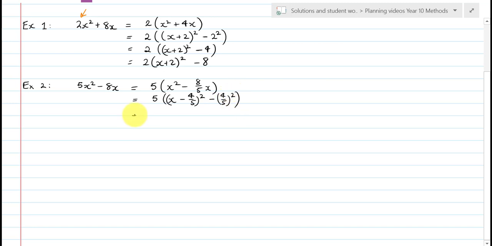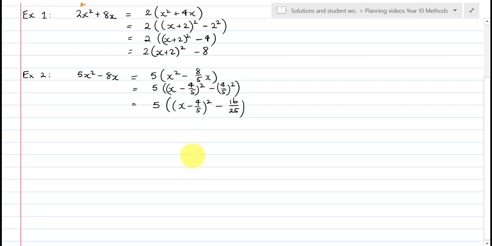Now it's looking a little bit complex, so I'm going to try and deal with some of these fractions. I've got 5. I can't deal with the first one. x minus 4 over 5 has to remain squared. But the second one looks like this, 16 over 25. And I'm going to leave it like that. I could simplify that, but I'll leave it like that for now and stick with fractions.